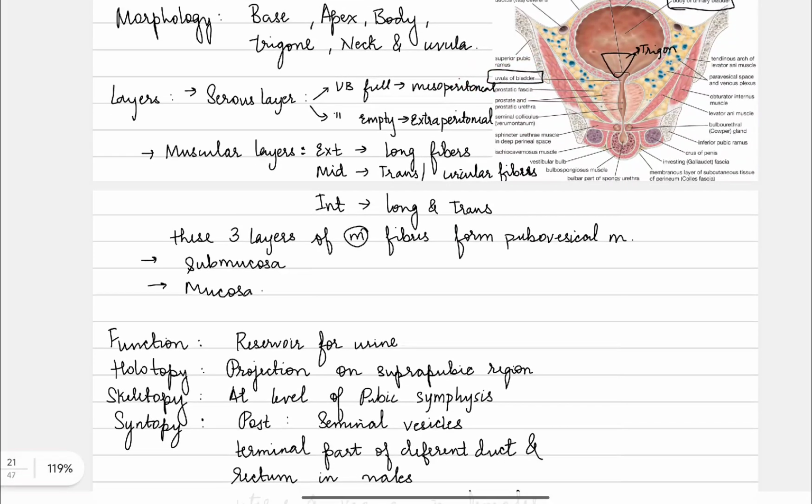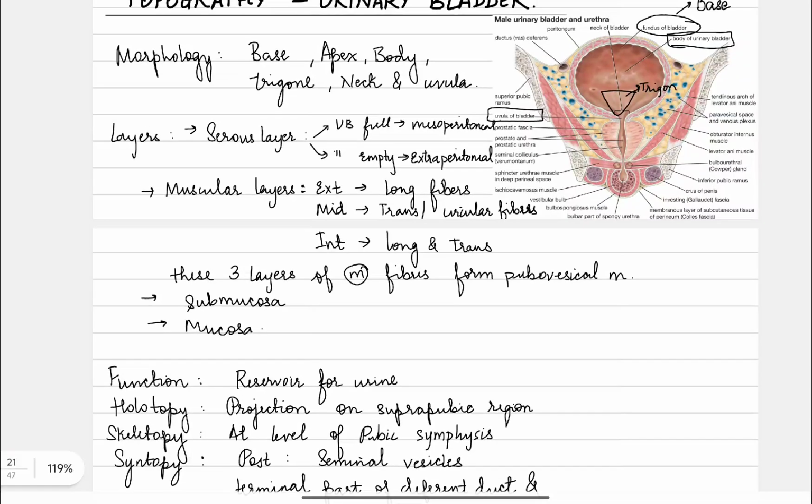Layers are serous layer. When the urinary bladder is full, then it is mesoperitoneal. When it is empty, then it is extraperitoneal. Muscular layer: external, it is long fibers. Middle, it is transverse or circular fibers, and internal there is long and transverse.